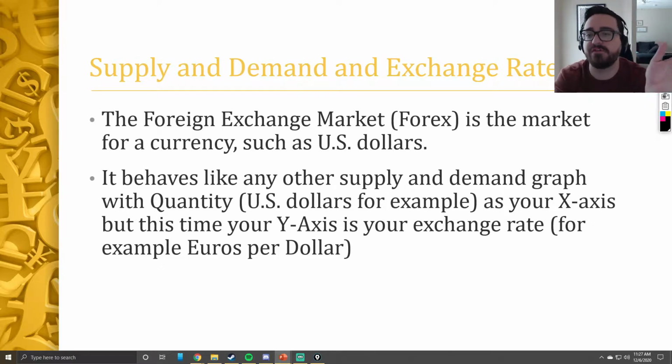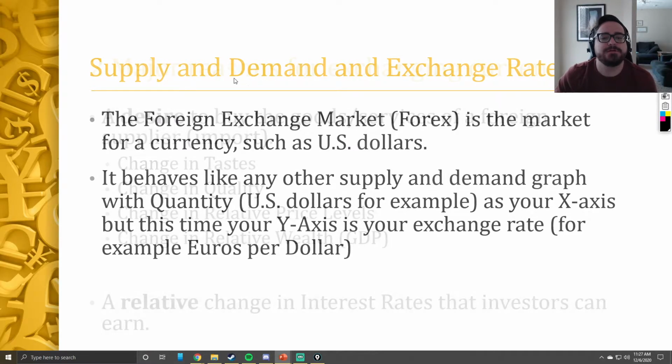So here's where the graph gets weird. Unlike most of our other graphs, this one has a partner. Whenever you're drawing a Forex market graph, you're really thinking of two of them. You're thinking of the Forex market graph for one currency, say dollars, and the Forex market for the other currency in question, which could be euros. So you have the dollar graph and the euro graph. You've got quantity of dollars and quantity of euros. You've got euros per dollar and dollars per euro. That's where it gets tricky.